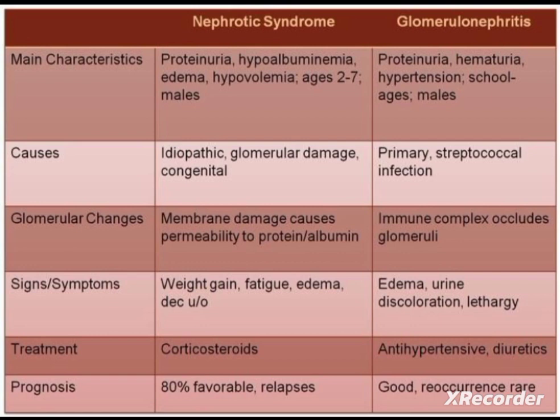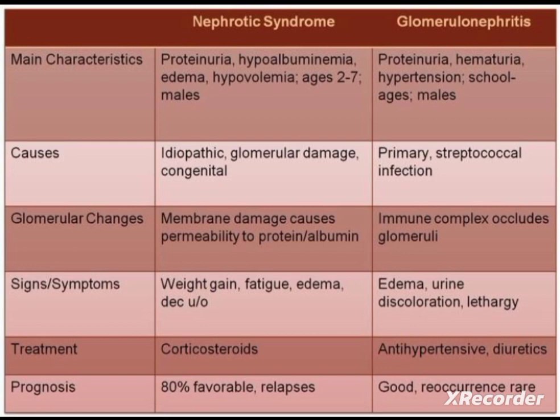Next, glomerular changes. In nephrotic syndrome, membrane damage causes permeability to protein or albumin. That's why there will be edema. In glomerulonephritis, immune complex occludes the glomeruli. So what happens here? There will be an antigen-antibody reaction, an immune complex forms, and it will block the glomeruli. The signs and symptoms we have already seen, that is the main characteristics.